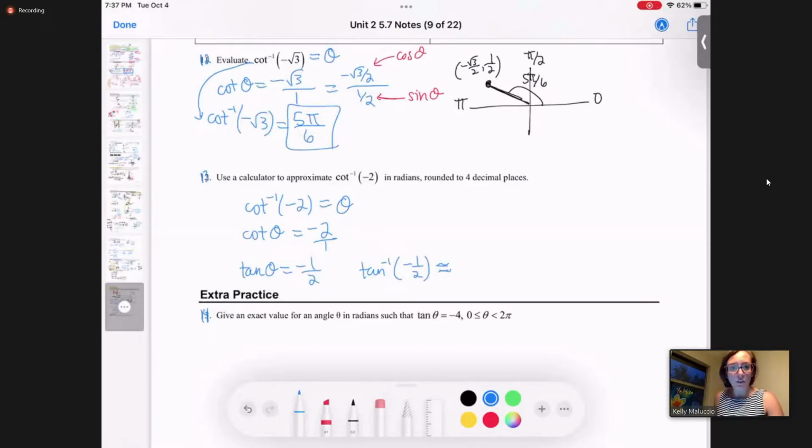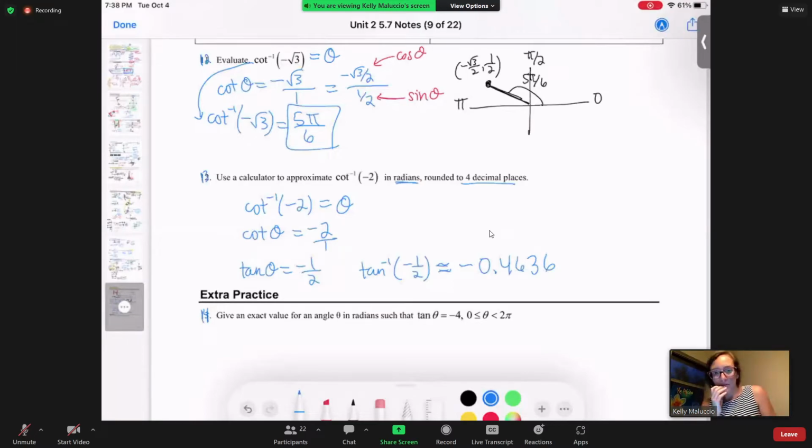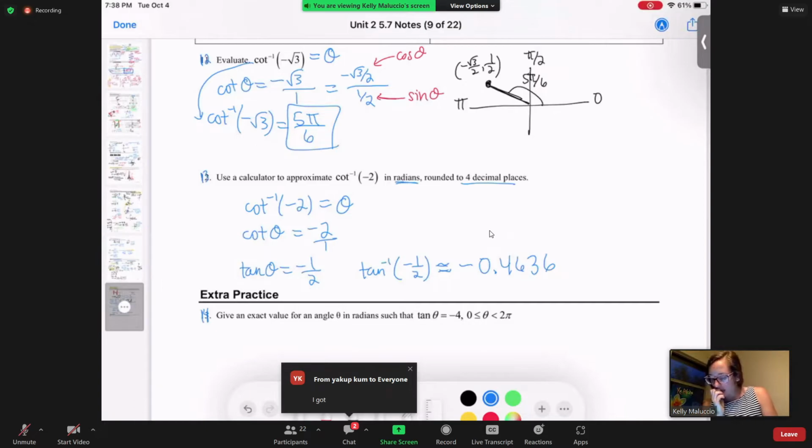Let's just enter this real quick. Inverse tangent of -1 over 2. And we want radians, I think, right? Yeah, radians rounded to 4 decimals. So this, I got about -0.4636. Make sure, did you have a -1/2 and inverse tangent and not 1 divided by that? Oh, yeah. Okay, so you want inverse tangent.